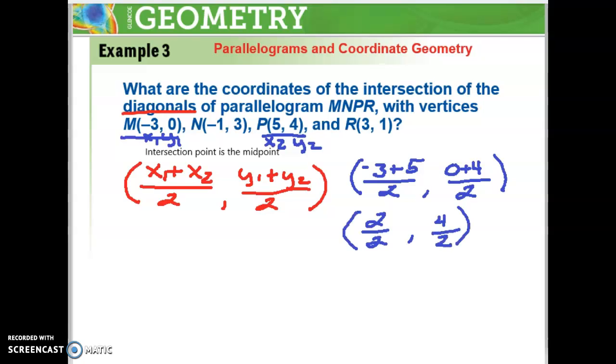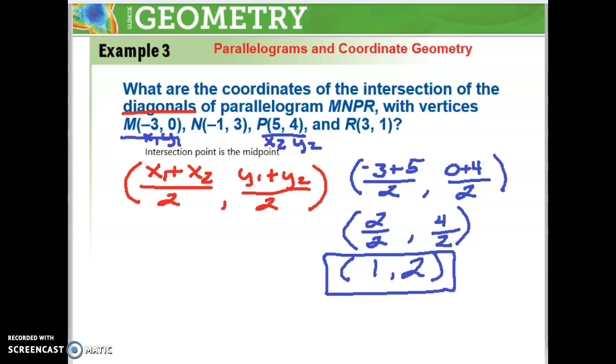Then we can reduce these fractions if we can. That's going to give me (1, 2). So that's our midpoint, and that's where we find out what the midpoint is of that whole thing. Did we answer the question, what are the coordinates of the intersection of the diagonals of the parallelogram? We did find it. So this would be our answer.